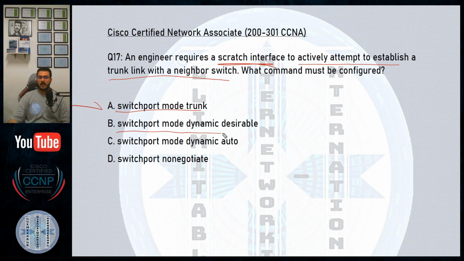Switch port mode dynamic desirable works as well. Switch port mode dynamic auto might not work because the other side might not be desirable, so this will be a problem. Make sure that you are always the desirable person that starts the good things. Okay, so be desirable. Switch port non-negotiate will definitely kill the negotiations of trunking. So which one should I choose?